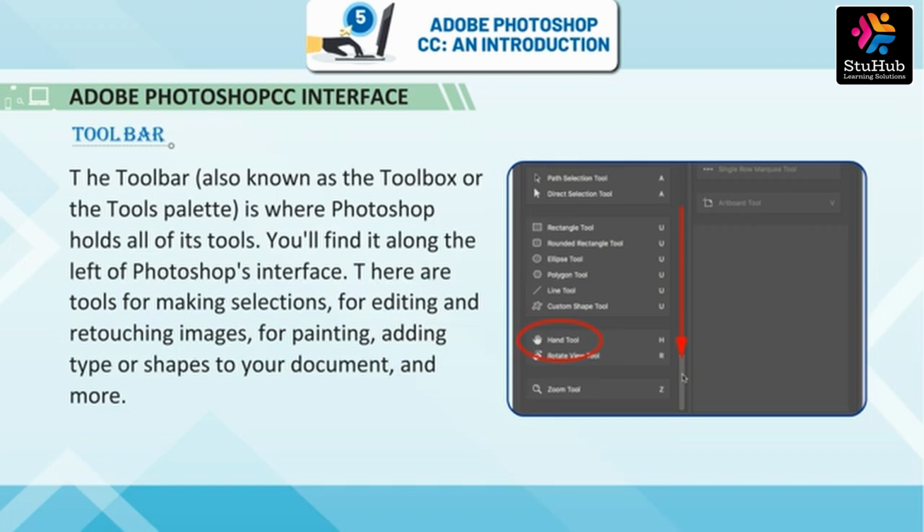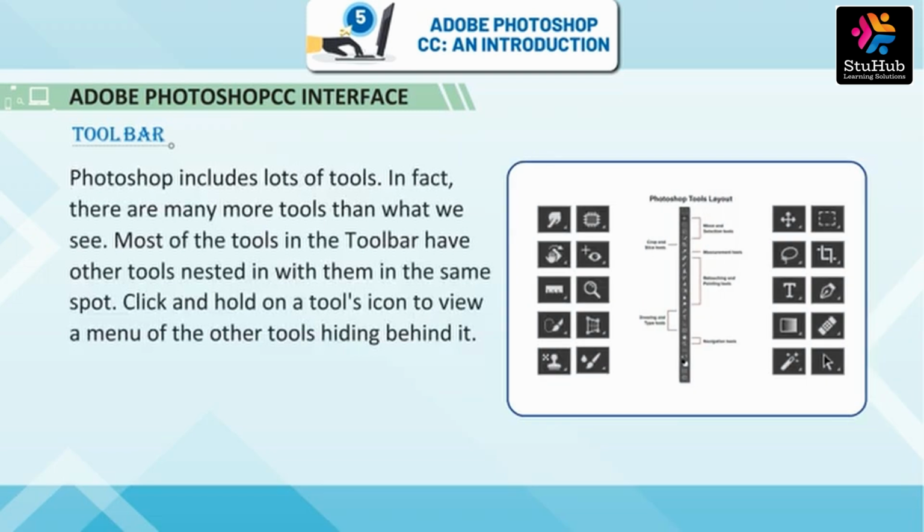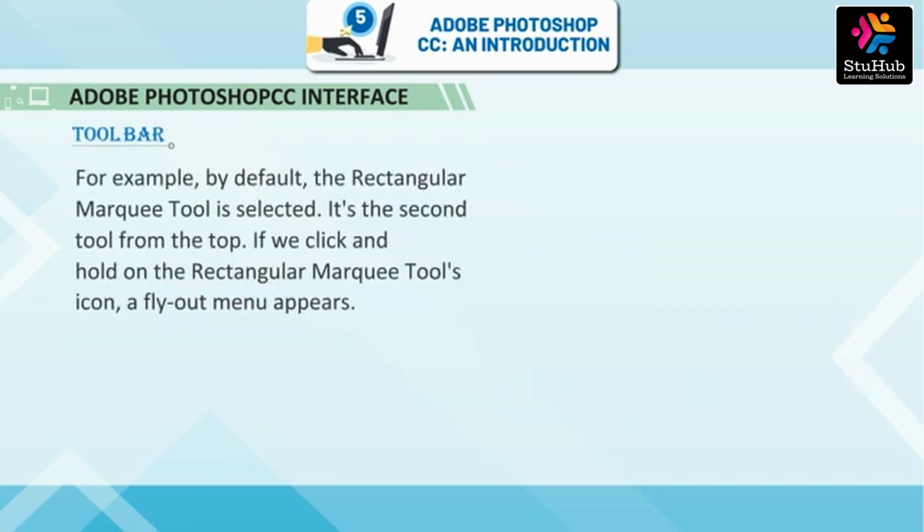There are tools for making selections, for editing and retouching images, for painting, adding type or shapes to your document and more. Photoshop includes lots of tools. In fact, there are many more tools than what we see. Most of the tools in the toolbar have other tools nested in with them in the same spot. Click and hold on a tool's icon to view a menu of the other tools hiding behind it.